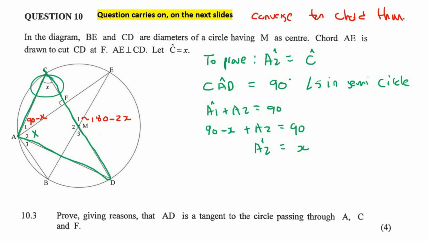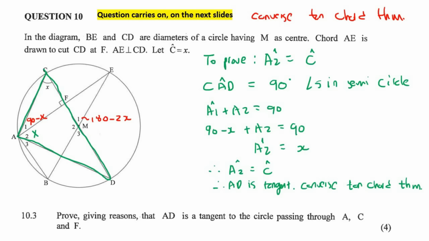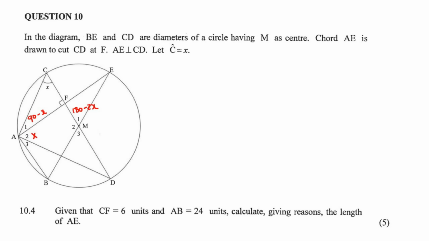And so that means that it is actually the same as angle C. So we can say therefore angle A2 is equal to angle C, and therefore AD is a tangent, and then we can say converse tan chord theorem. And then lastly it says, given that CF is equal to 6 units and AB is equal to 24, calculate the length of AE for 5 marks.